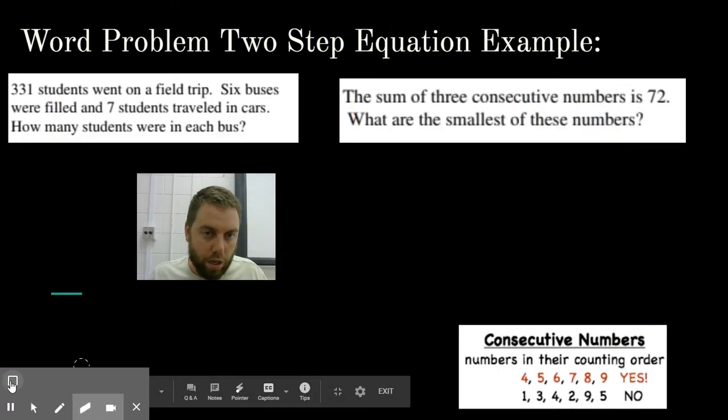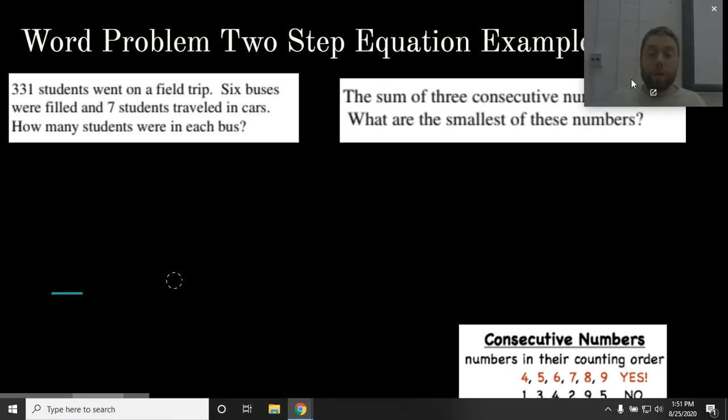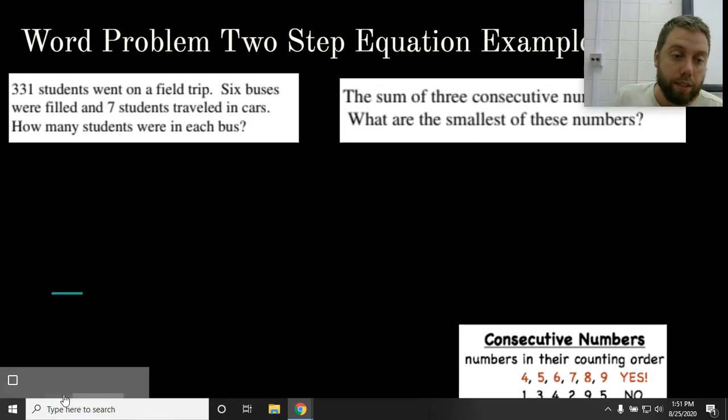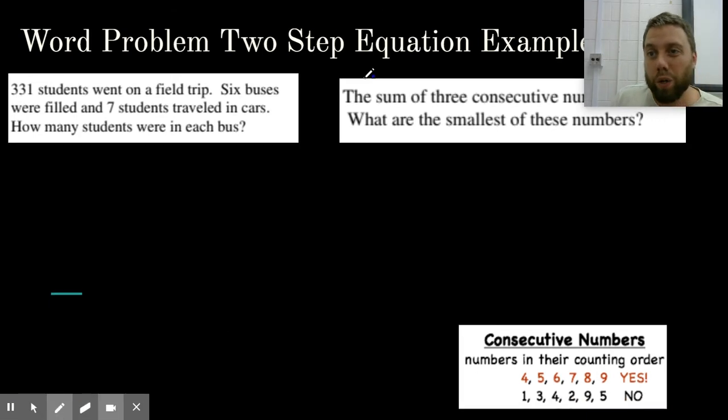Now, our last thing we're going to talk about is a couple of word problems. We did some word problems with our one-step solving. Now we're going to do some word problems with 2 steps.